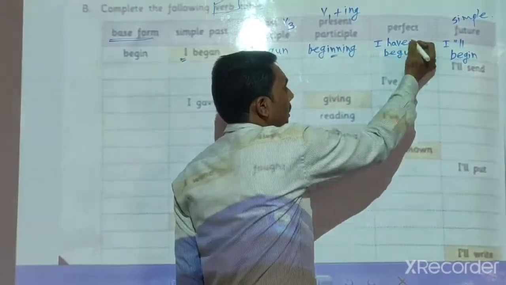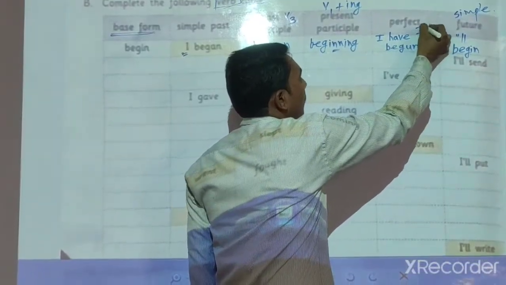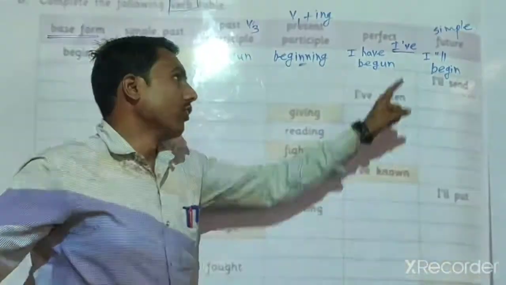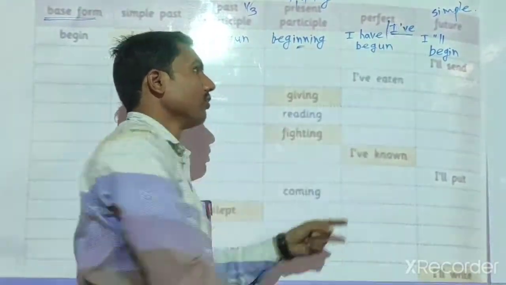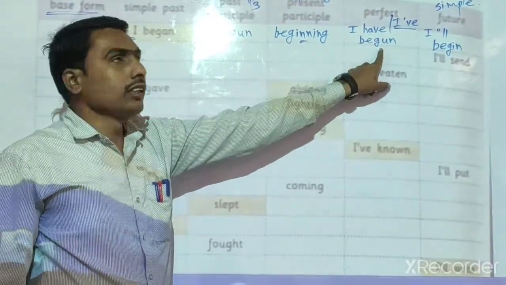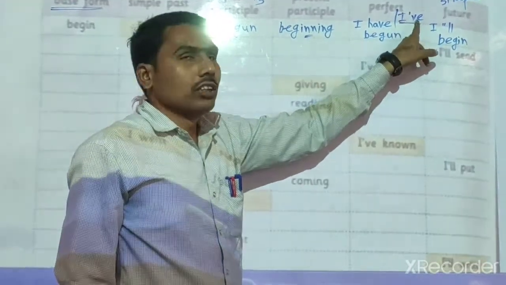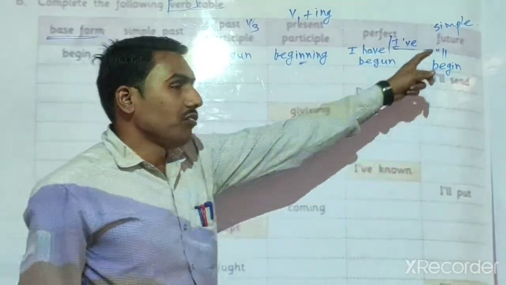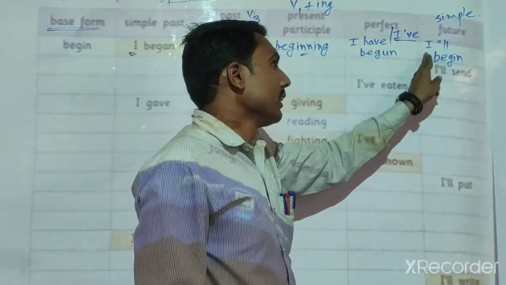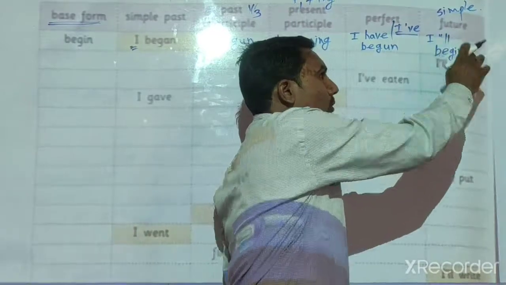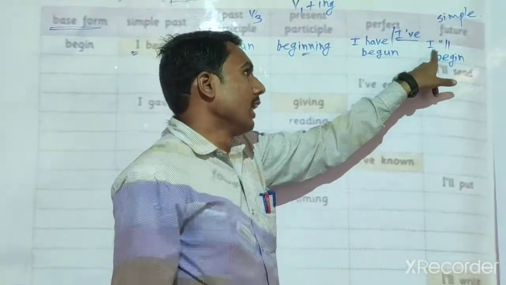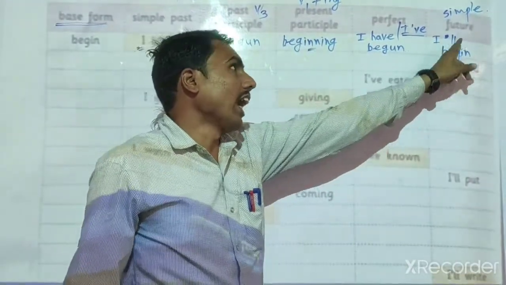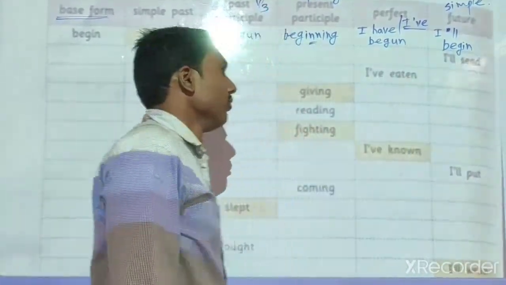You can write here the short form of have. Look here. Like this. I've. Both are correct. You can use the full form, I have begun, and then you can use I've. It is the contracted form or short form of I have. And then future. Simple future tense. I'll. It is the short form of will. Double L. Remember this. I apostrophe double L. I'll begin. It is a simple future tense.